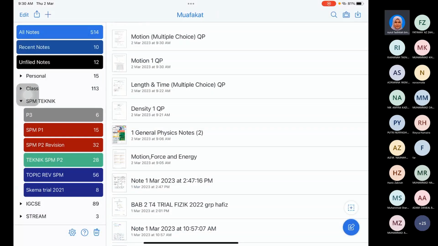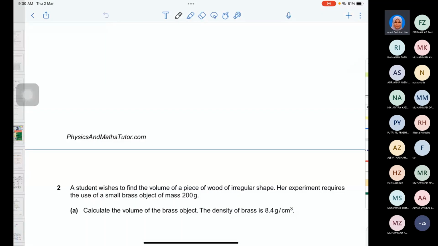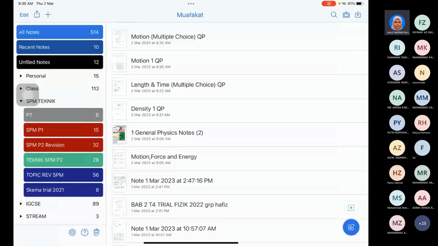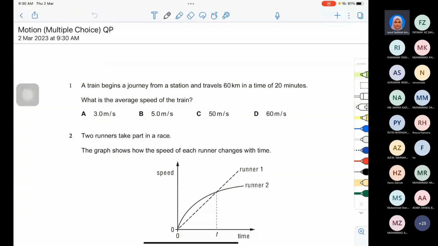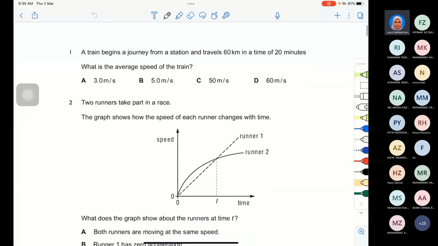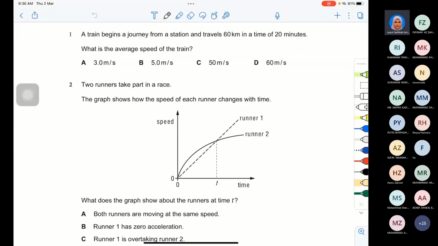Okay, tadi kita dah tengok graph. So, kita tengok dulu contoh soalan graph. Okay, motion, multiple choice question. Okay, right. Kita tengok soalan sambil-sambil recap.